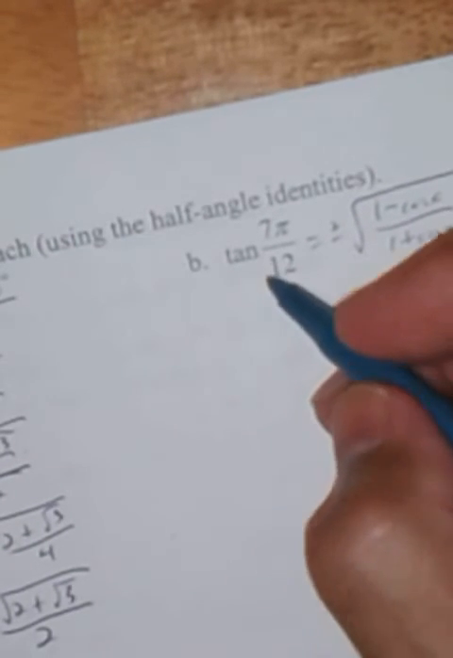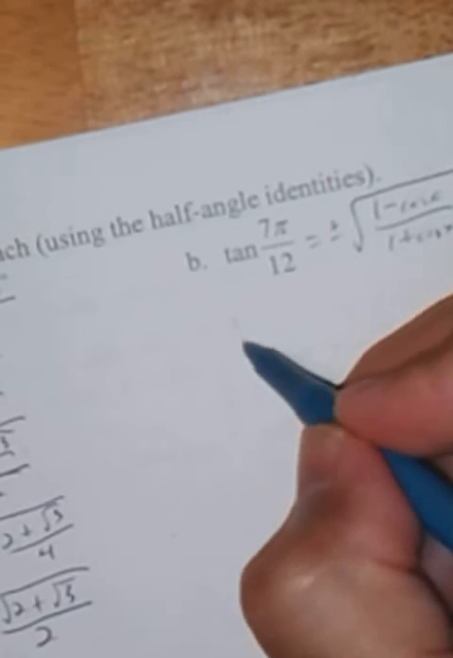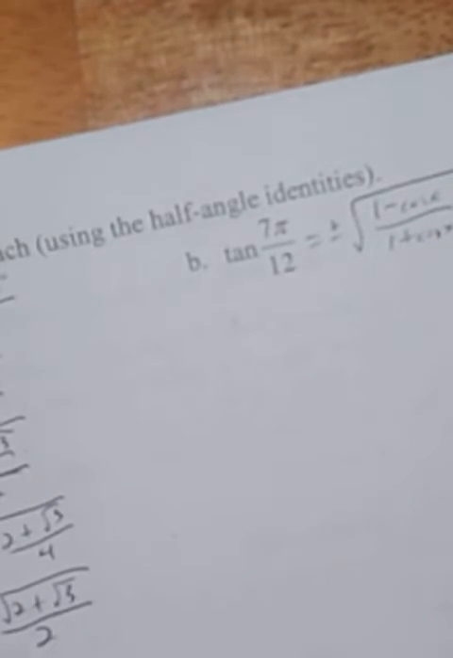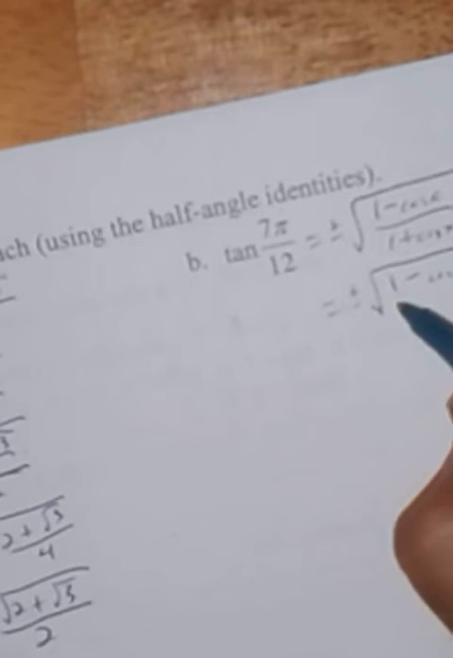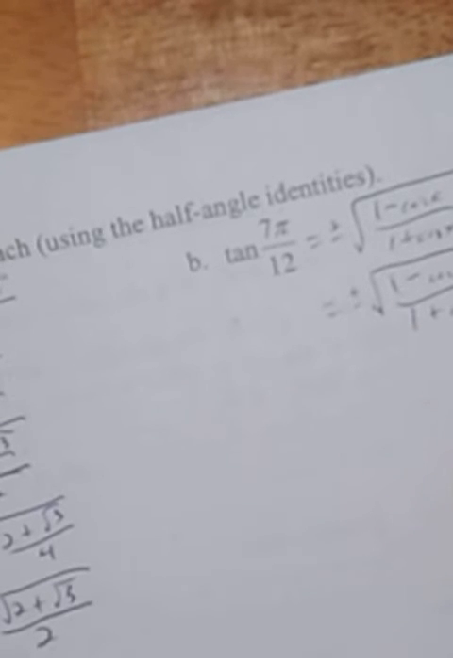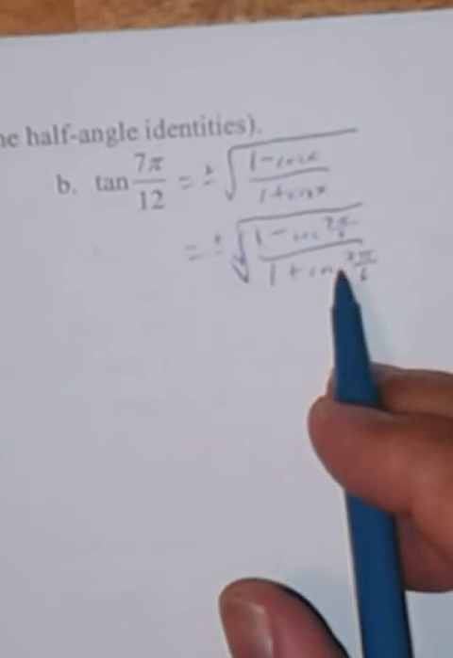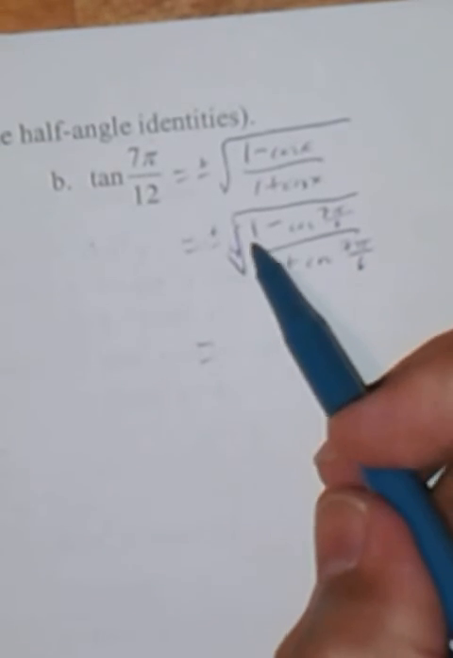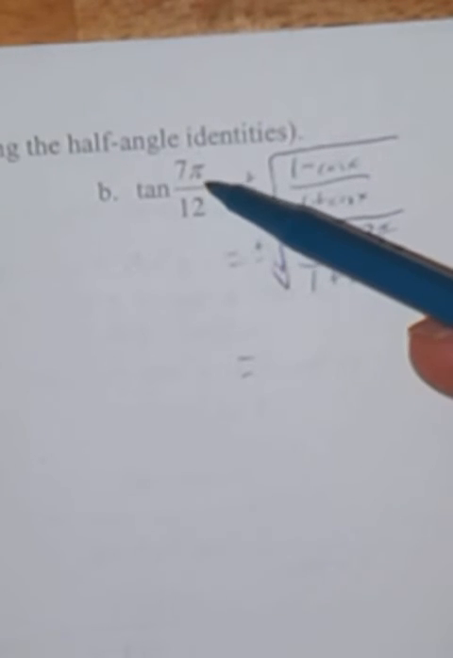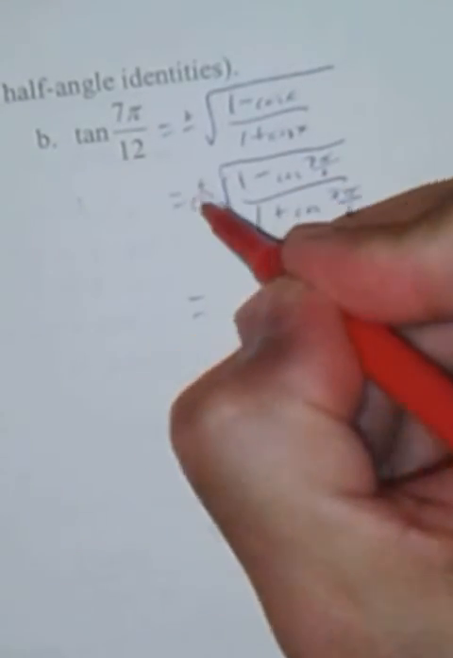All right, and this x would be 7 pi over 6. Right, so this will be plus or minus square root of 1 minus cosine of 7 pi over 6 over 1 plus cosine of 7 pi over 6. Let's just finish this one off. All right, so do we know if it's plus or minus tangent of 7 pi over 12? Well, it's a little bit more than pi over 2, so the tangent will be negative in quadrant 2. So we now know that it should be negative.